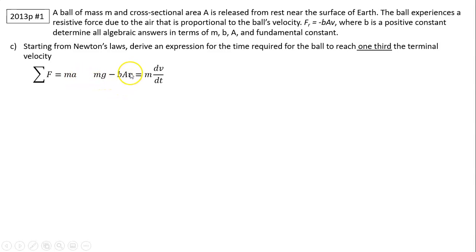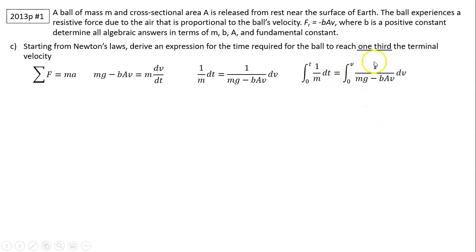Remember, anything that has v, like mg minus BAv, is a whole term. We have to treat this as a whole term and combine it with dv. We can move m and dt to the other side. So after you move it around, this is what you have, and you have to integrate it. You start from 0 to any time t, and your v is also from 0 to any speed v.